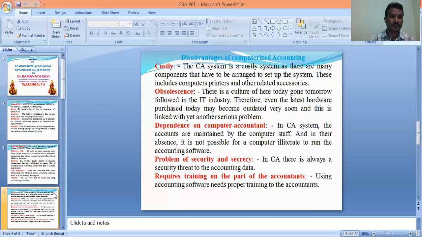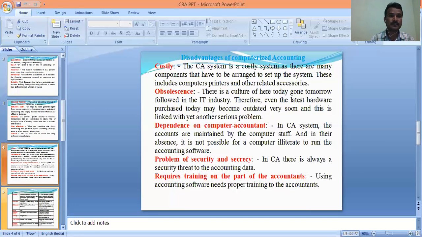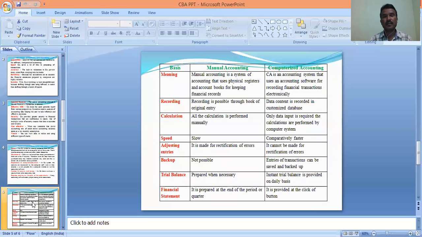Now coming to the next topic: the difference between manual accounting and computerized accounting. Previously we already discussed a little bit about the difference, but now we are going to discuss it clearly and in detail. The difference between manual and computerized accounting.